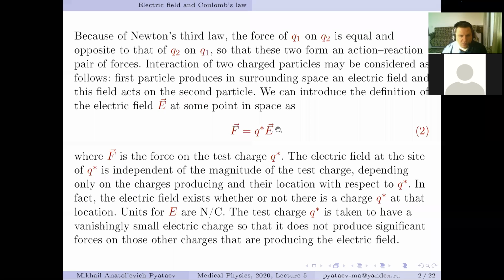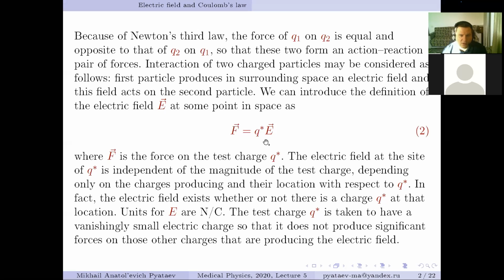Now we can introduce a new physical quantity, electric field E. It is introduced by equation 2, which is equal to the force acting on a test charge divided by the value of this test charge. And we assume that electric field exists independently of the presence of charge.